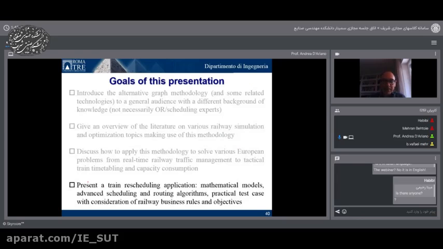Okay, now the fourth part of my presentation is dealing with a slightly more detailed description of one application of the alternative graph methodology. I selected as application a train rescheduling application. For this application, I will discuss more in depth how to define the mathematical model, and will also give some room to describe high-level scheduling and routing algorithms, at least the idea behind those algorithms. And then I will also introduce some practical test case dealing with the special railway business rules and objectives.